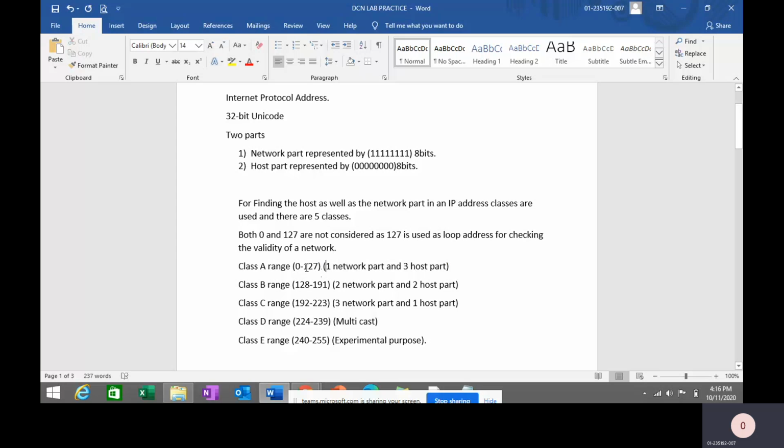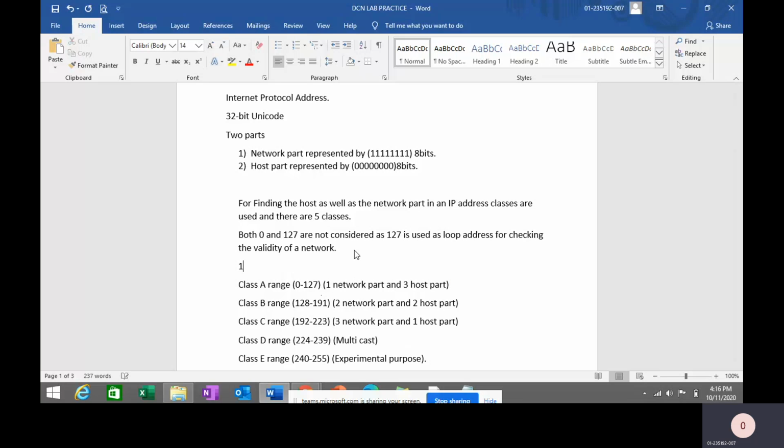0 to 127. So when I create an IP address, let's see, 128.104.23.10. So when I see the range of that IP address, I can say that this IP address has a class A. This is the first method of determining the range of an IP address, that from which class it is. So I have determined the class is A.